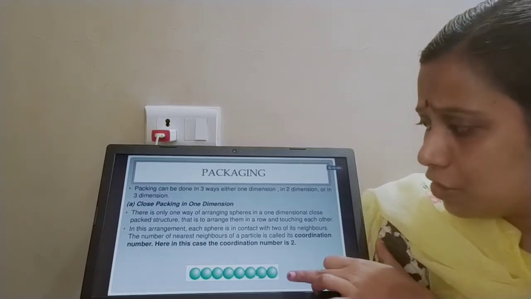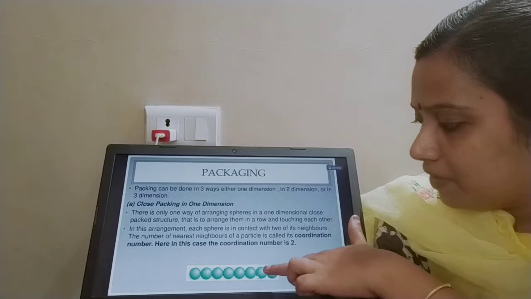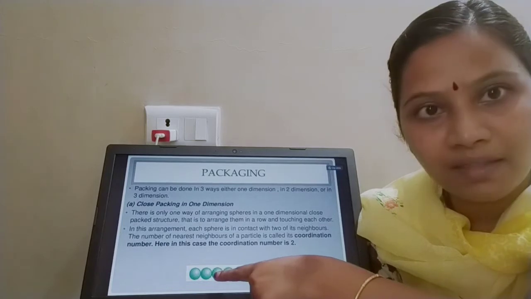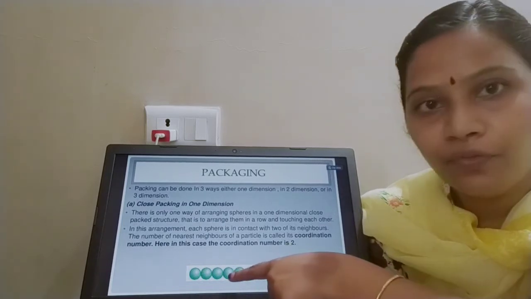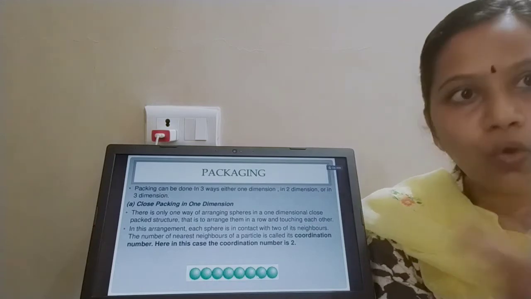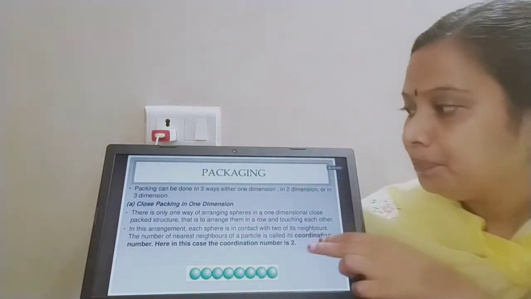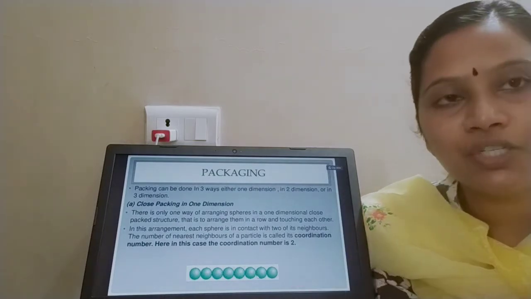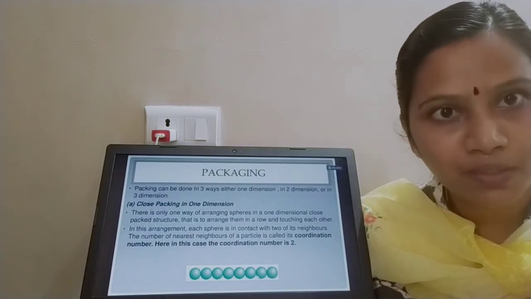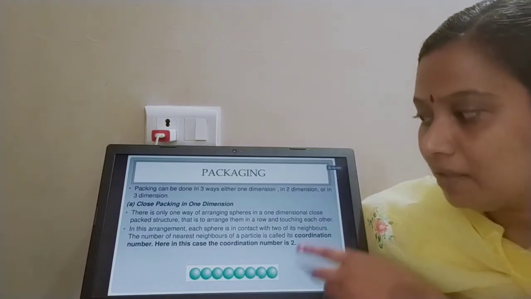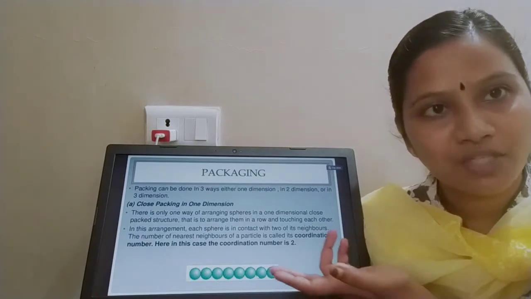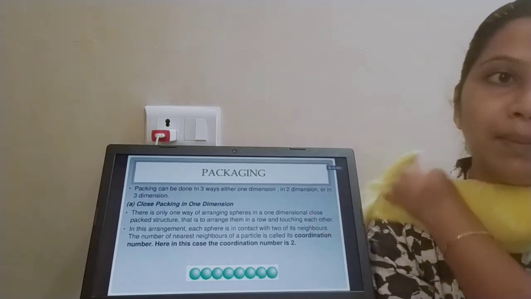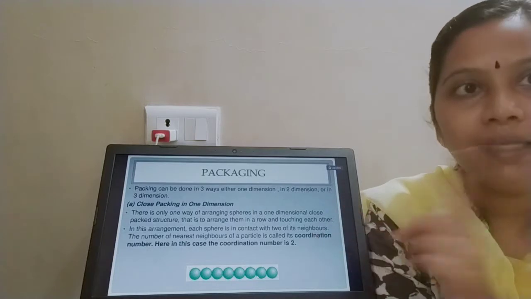When you see this arrangement, each sphere is in contact with 2 of its neighbors. Am I correct? The second sphere is in contact with the first and third. The third sphere is in contact with the 2nd and 4th. So each sphere is in contact with 2 neighbors, one on the left hand side and one on the right hand side. The number of neighbors of a particular particle is called the coordination number. So here what is the coordination number, children? In 1 dimension it is 2, because I have 2 neighbors, one on the left and one on the right.